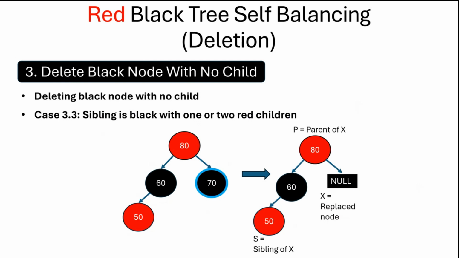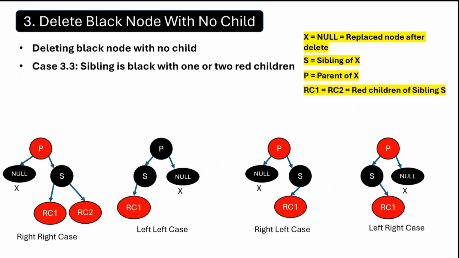Now this third case, 3.3, right? Sibling is black with one or two red children. So for now, let's say X is the null, which is the replaced node after delete, because it will be null as we delete the black node with no child, right? S is the sibling of X here. P is the parent of X and S. RC1 and RC2 are red children of sibling S.